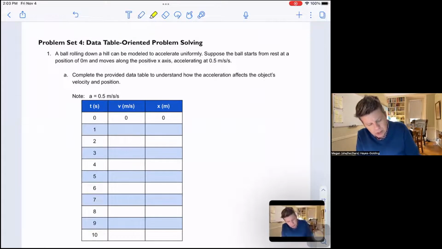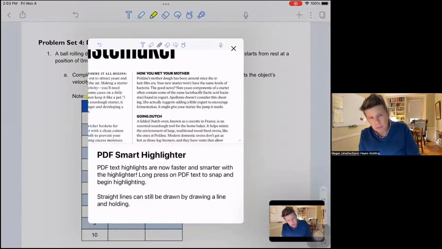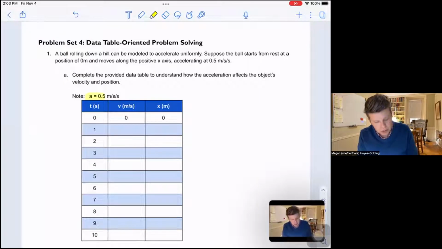So a couple details. The acceleration is given to you, as is the initial velocity and the initial position. Those were stated: 0 meters, from rest, with an acceleration. In the future, I'll expect you to be able to infer these highlighted quantities from a written description rather than giving them to you on the data table.